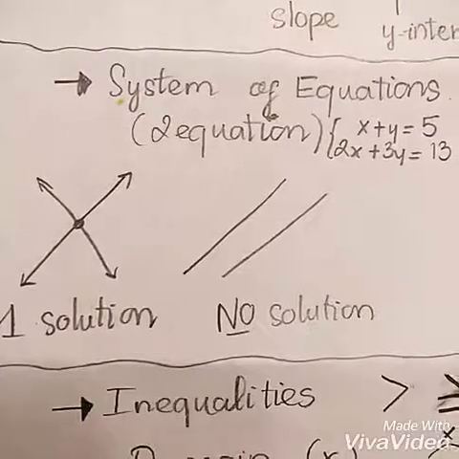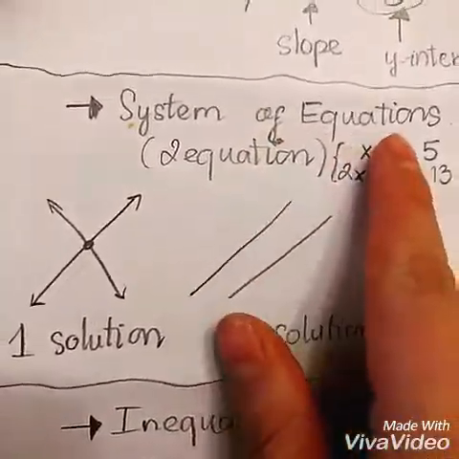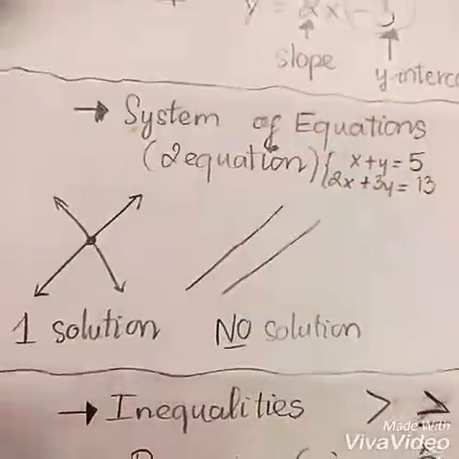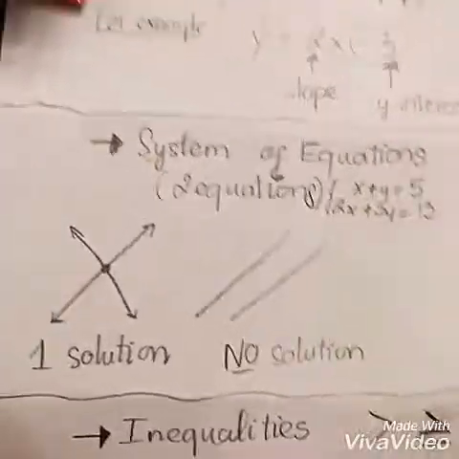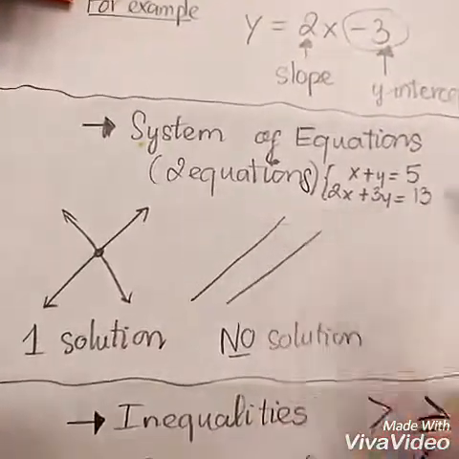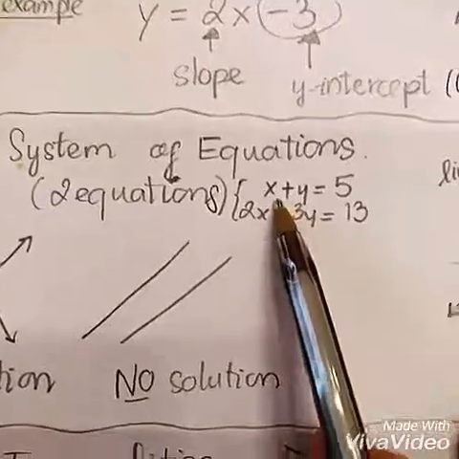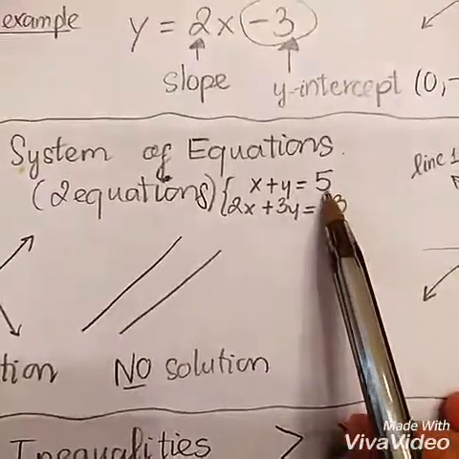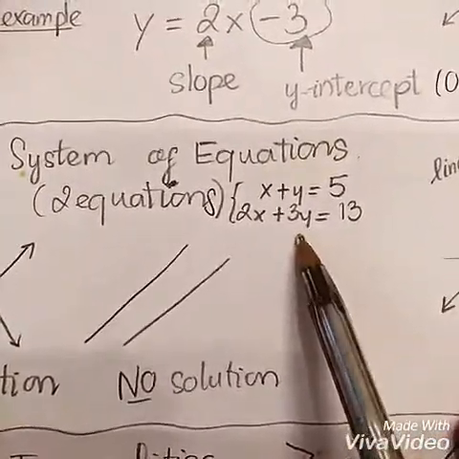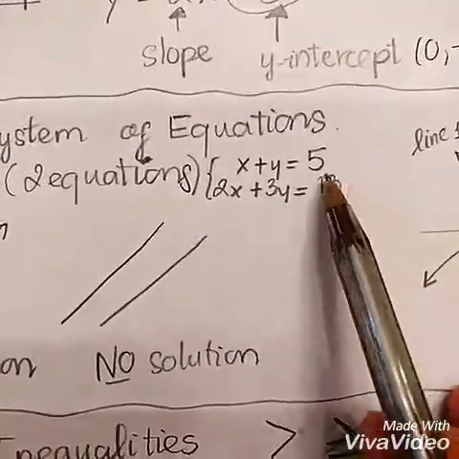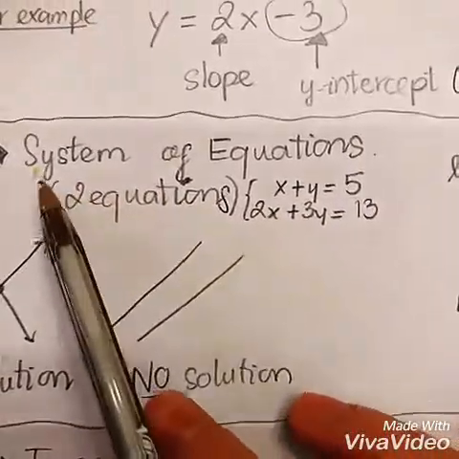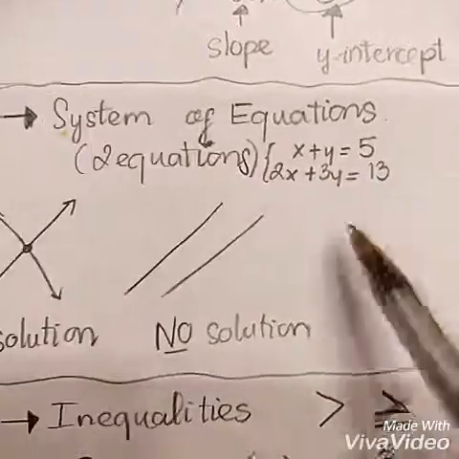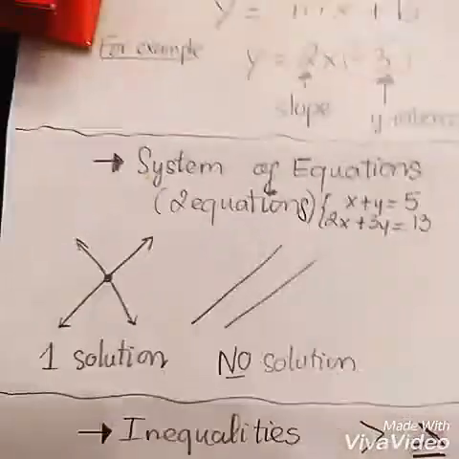The next topic I'm going to review is system of equations. That means you have two or more equations. In Algebra 1, we only learn about two equations. For example, I have two equations and two variables: x plus y equals 5, and 2x plus 3y equals 13. Every time you have two equations, that's a system. And we do it manually so that we can find the answer.